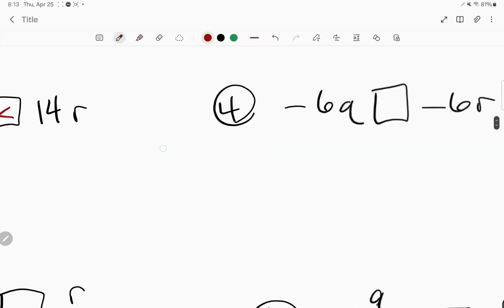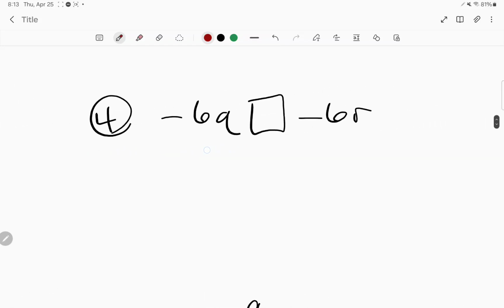On number 4, you're multiplying each side by -6. Okay, initially we would think, hey, that's going to be the same thing, but you can check it. So if Q is less than R, let's plug in a number, like 1 and 2. Negative 6 times 1, negative 6 times 2. Is this a true statement?